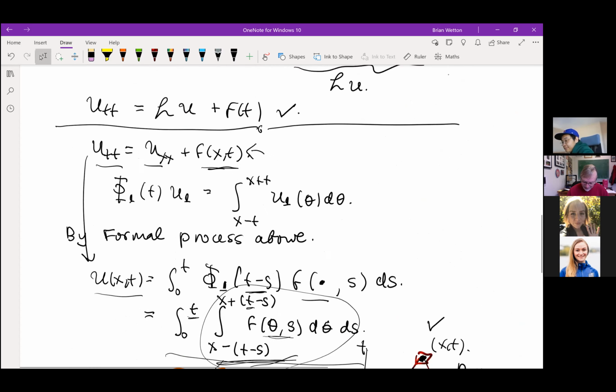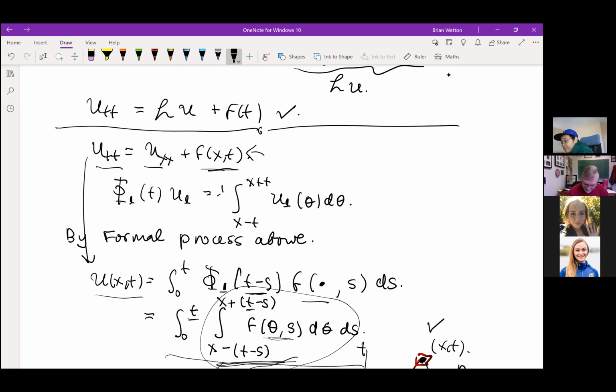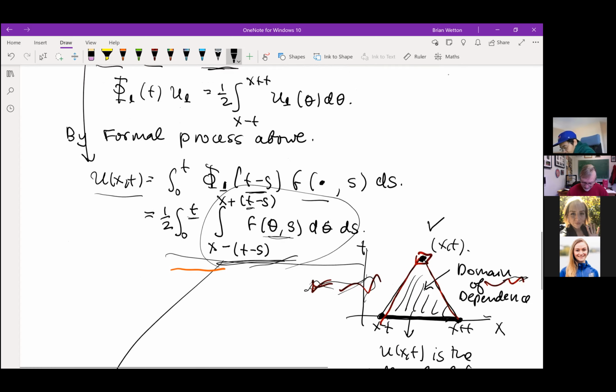And I think I forgot a half, right? There's a half here and a half here. Sorry. All right, that's in the definition of the solution with initial conditions, initial time derivatives given. There's the half. Forgot the half.